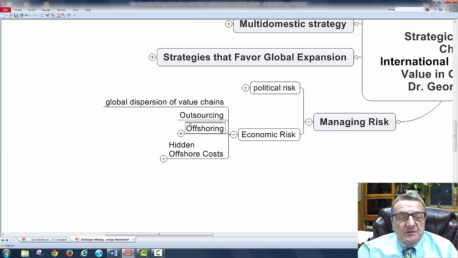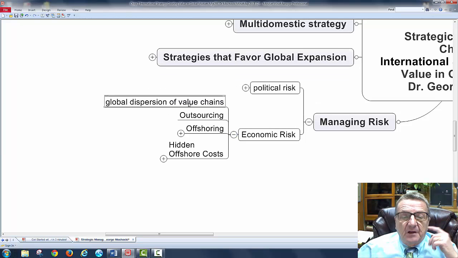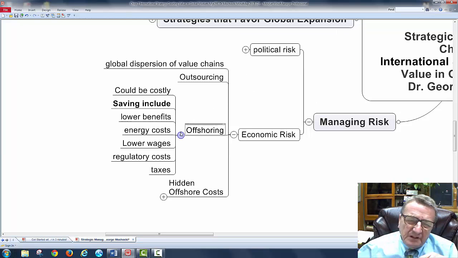Okay, economic risk. When I look at global dispersion of the value chain, again, when I talk about the value chain, I'm talking about logistics, distribution, outsourcing. Now, offshoring. Offshoring is a lot of things, and they use this for offshoring.